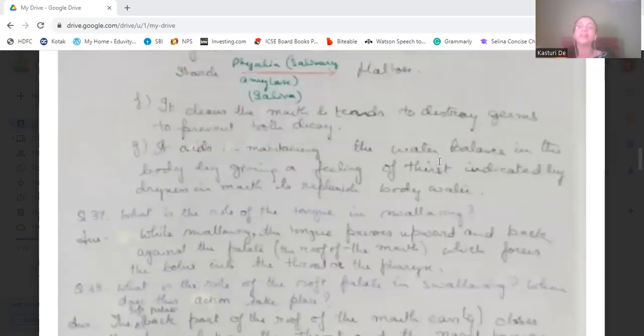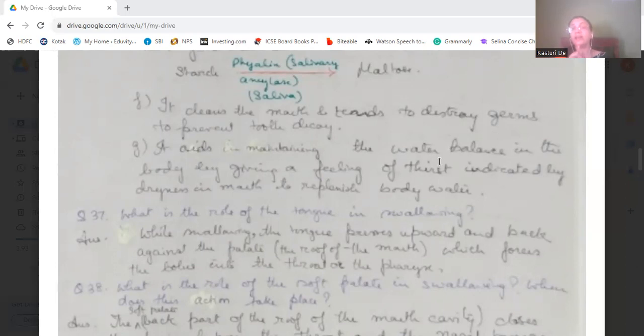Then it cleans the mouth and tends to destroy the germs to prevent tooth decay. So when we eat, our food leaves food particles and some germs, and the saliva cleans the mouth. It tends to destroy the germs which are present in the mouth so that it can prevent tooth decay.